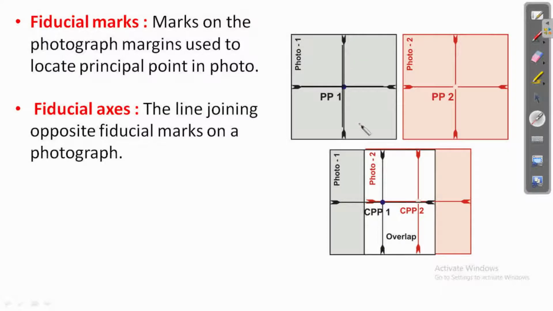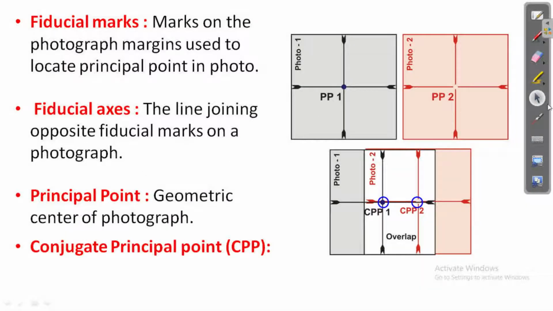Sometimes it's called the X axis. Next term is principal point. Principal point is the geometric center of an aerial photograph. Every photograph has one principal point. When two fiducial axes intersect at a specific point, this point is called the principal point. This is the principal point of photograph number 1 and this is the principal point of photograph number 2.